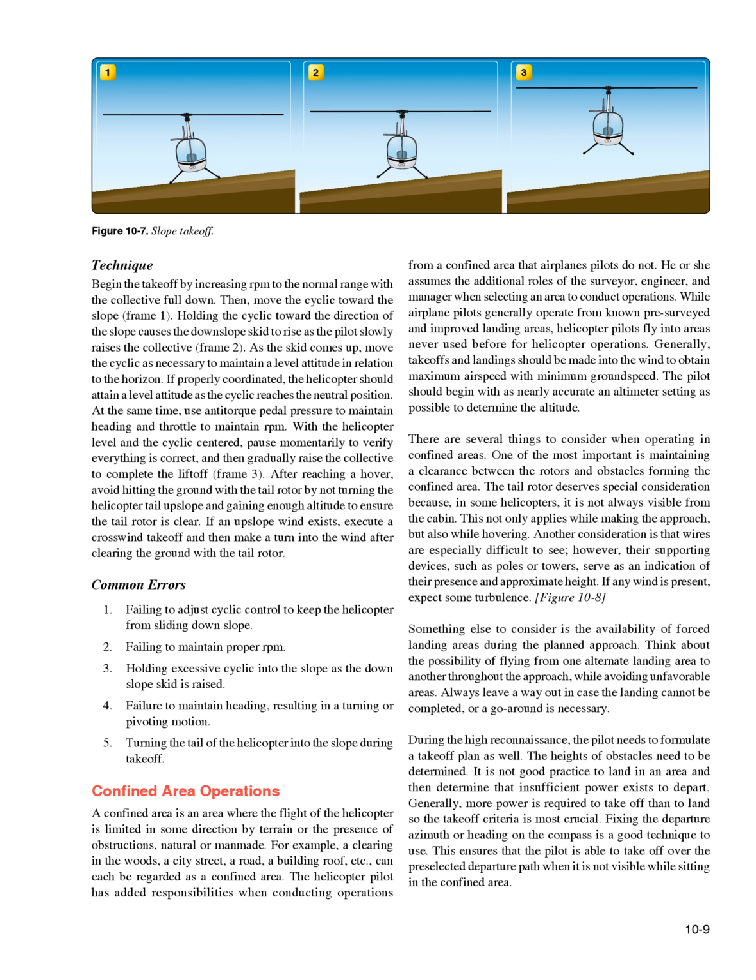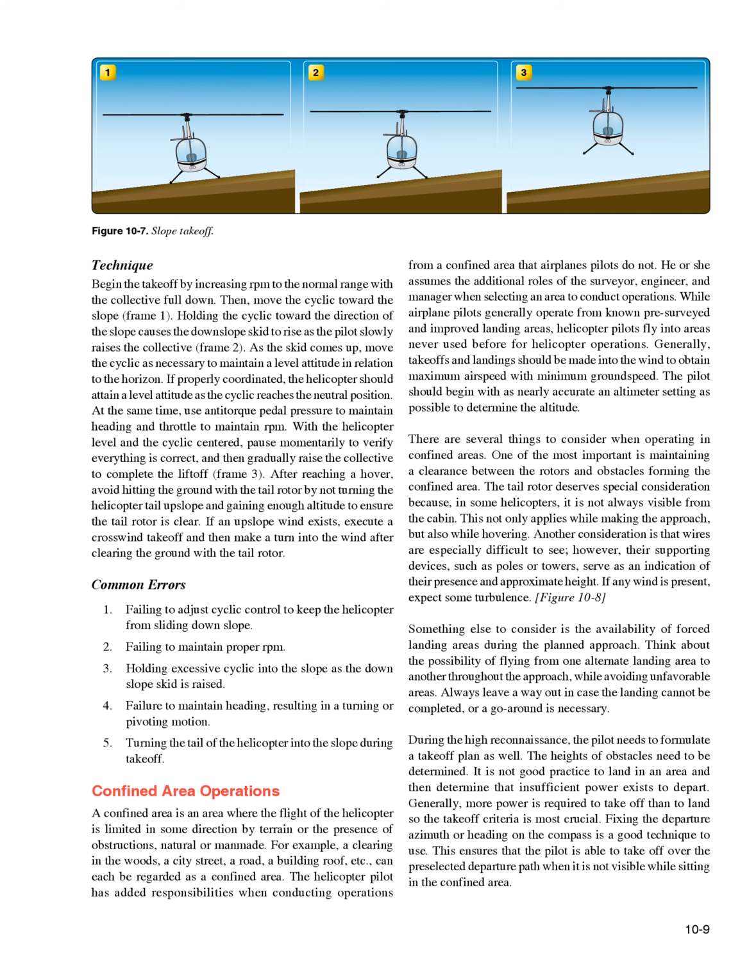After reaching a hover, avoid hitting the ground with the tail rotor by not turning the helicopter tail upslope and gaining enough altitude to ensure the tail rotor is clear. If an upslope wind exists, execute a crosswind takeoff and then make a turn into the wind after clearing the ground with the tail rotor.